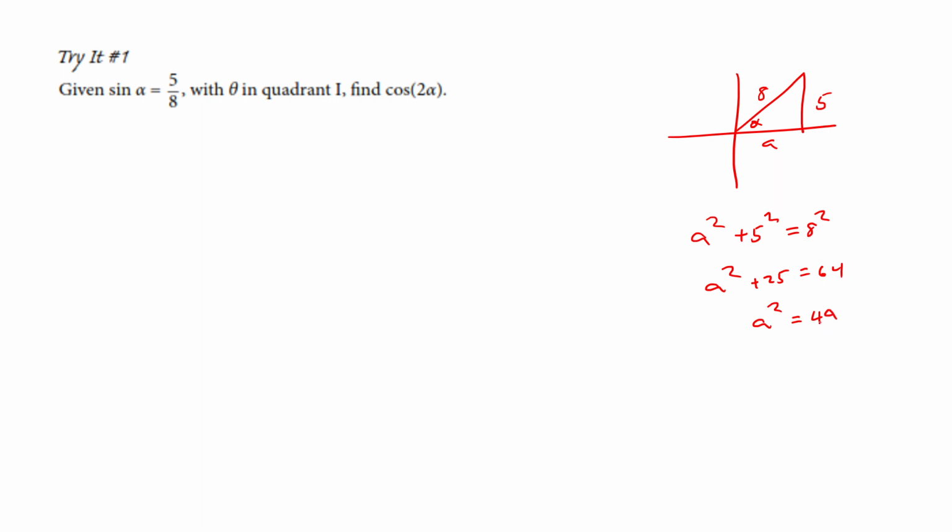Am I right about that? 40? No. I was hoping it was going to be. 39. That's unfortunate. Okay. So a squared is 39. So, yeah, that's unfortunate. Okay, so we're going to square root both sides. We're going to get the square root of 39.